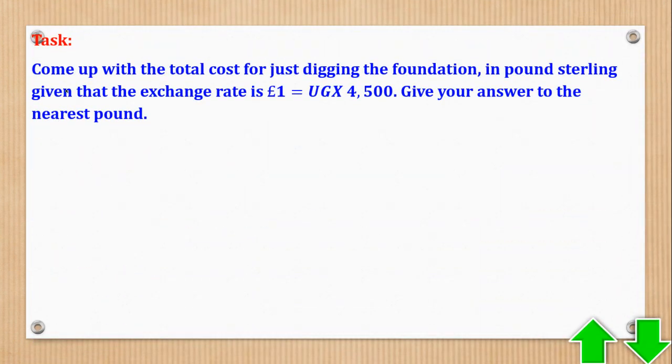Task: come up with a total cost for just digging the foundation in pounds sterling, given that the exchange rate is 1 pound sterling is equal to Ugandan shillings of 4,500. Give your answer to the nearest pound. So this question is about construction, and questions which require construction we always begin with a sketch.